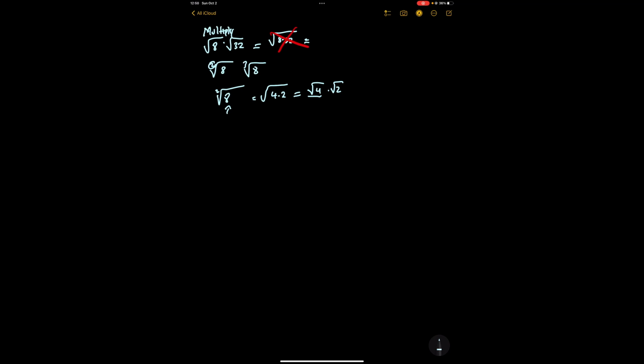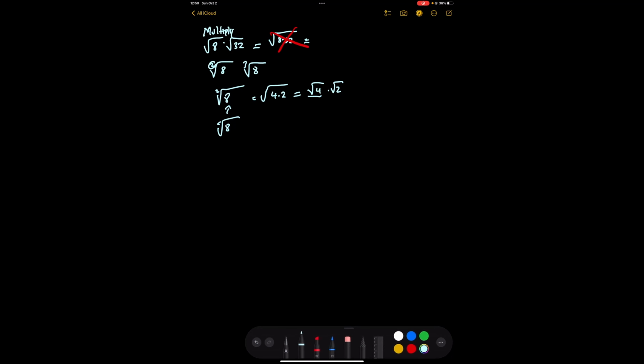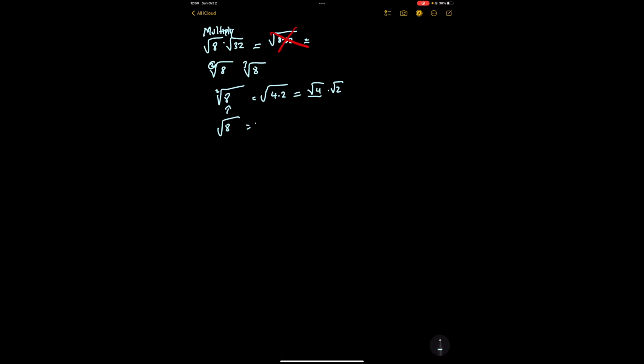So basically, square root of 8 is equal to the square root of 4 times square root of 2, which is going to be equal to 2 times square root of 2. So that would be the square root of 8 right here. How about 32? The square root of 32.